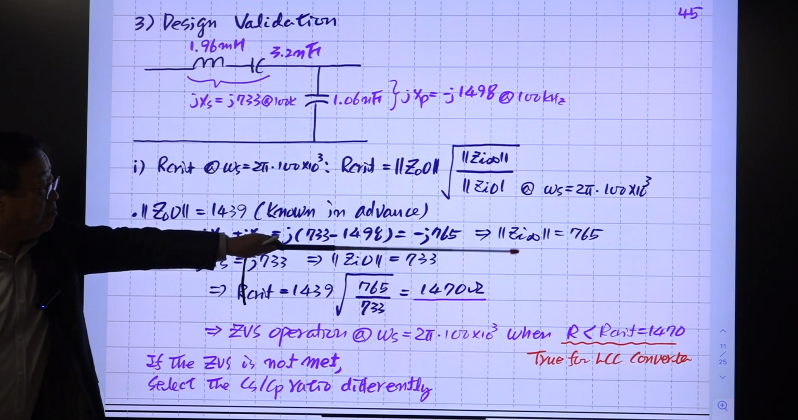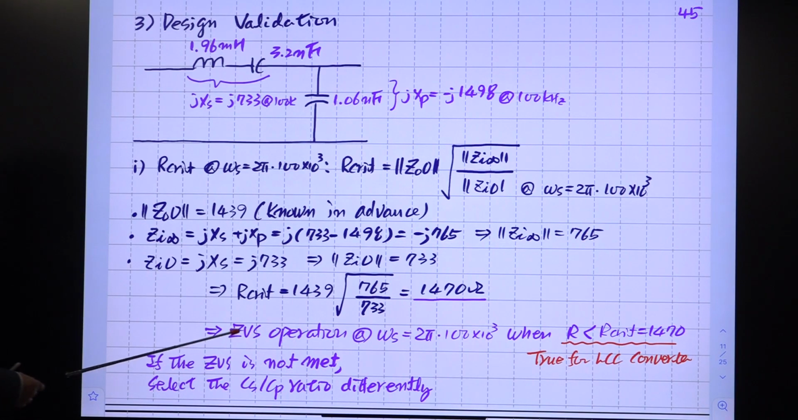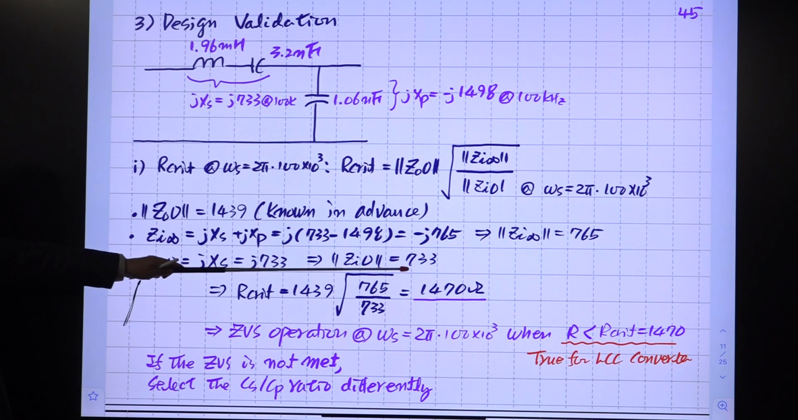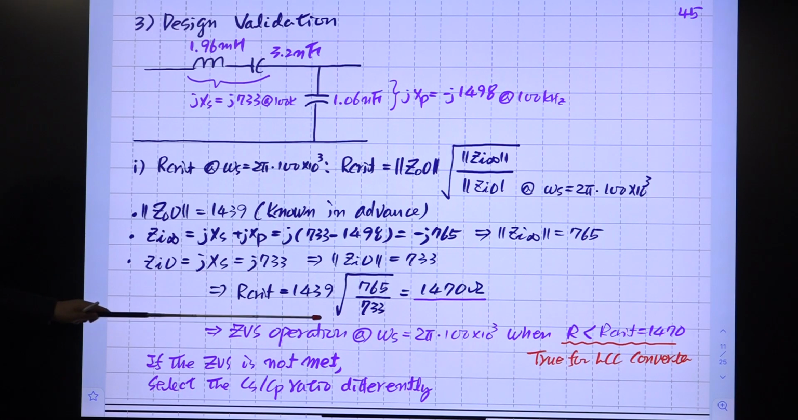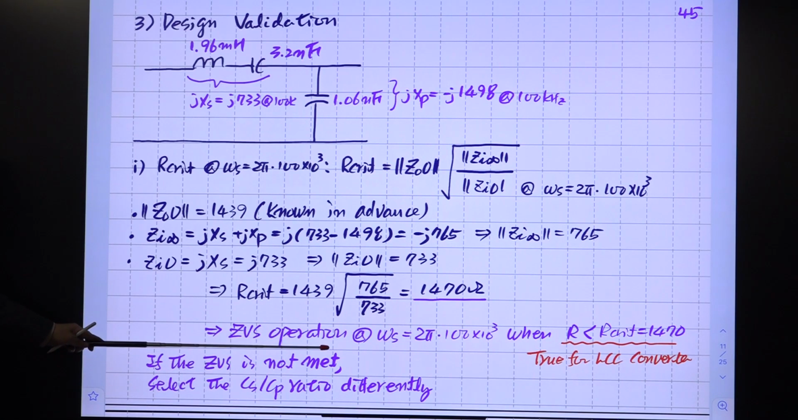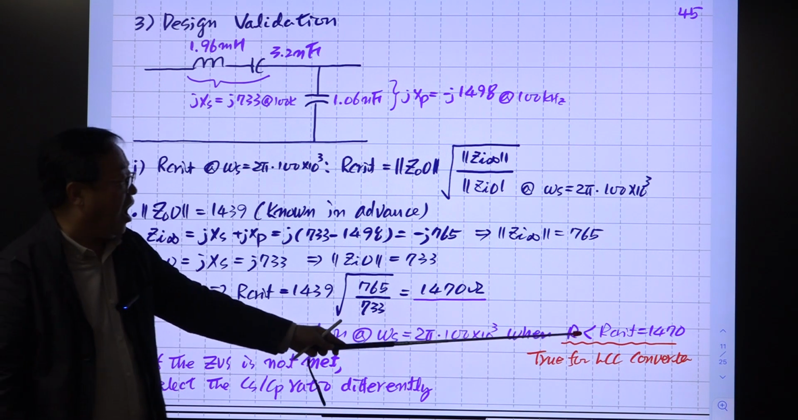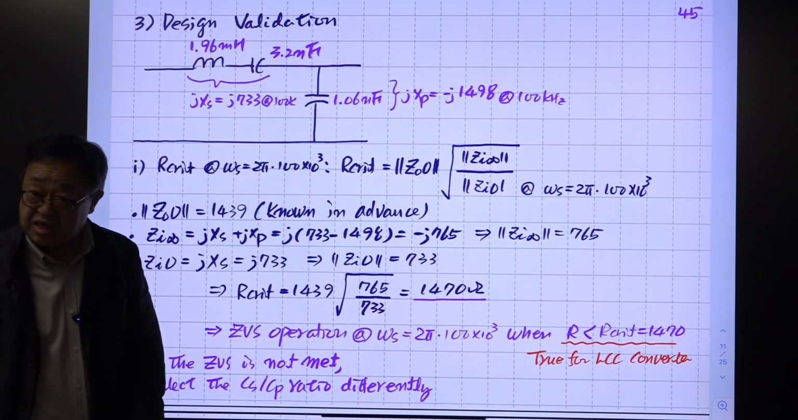Which is this. Magnitude of this is 765, and the GIO is shorted. Then impedance is just this series branch, which is this number, magnitude. Then R critical is this number, 1.47K. All right. So GCS operation at this frequency when this R is smaller than R critical.